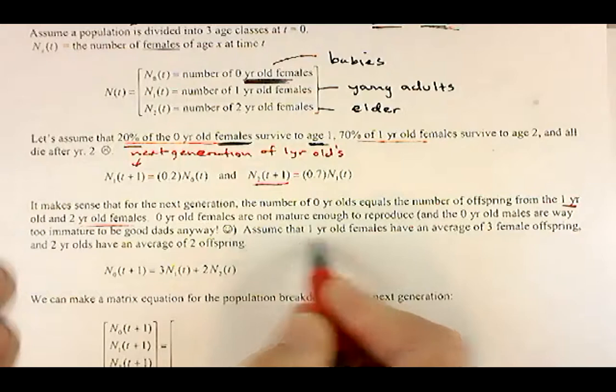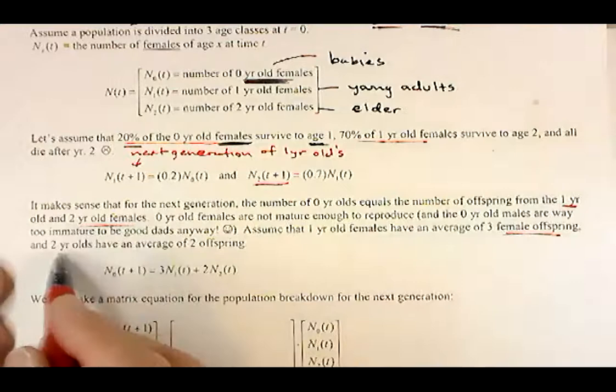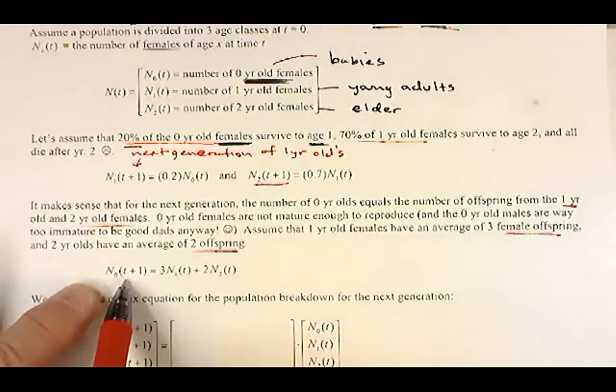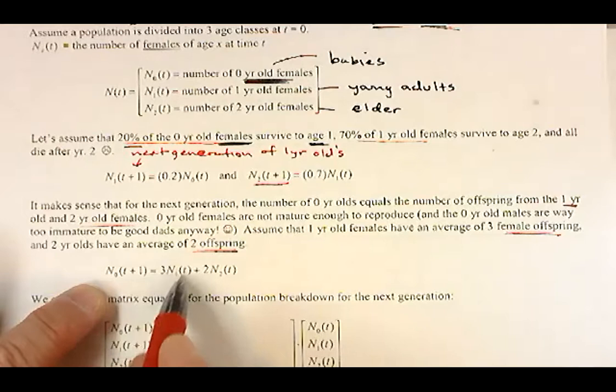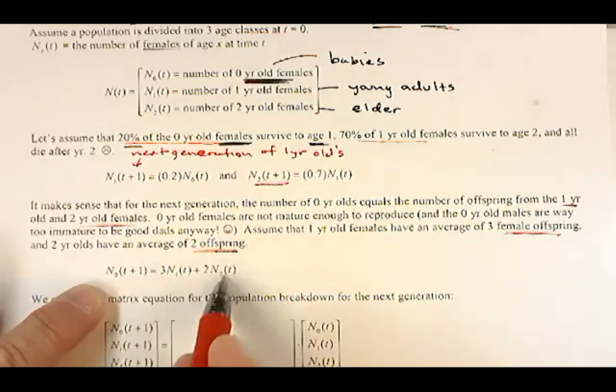And let's assume that the one-year-old females have an average of 3 female offspring, and the 2-year-olds have an average of 2 offspring, female of course. So then we could also express the next generation of zero-year-olds: every 1-year-old female is having an average of 3 offspring, and every 2-year-old female is having an average of 2.